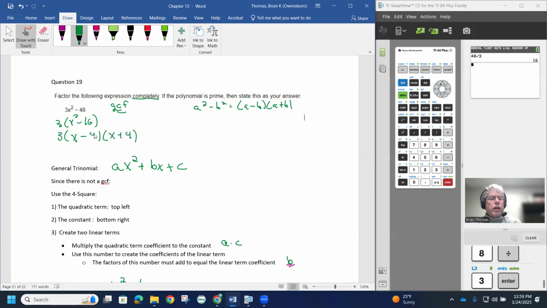So that x squared minus 16 actually factors using the formula for difference of squares. So this actually has 3 different factors. 3 is a factor, x minus 4 is a factor, and x plus 4 is a factor. So that now it's factored completely.